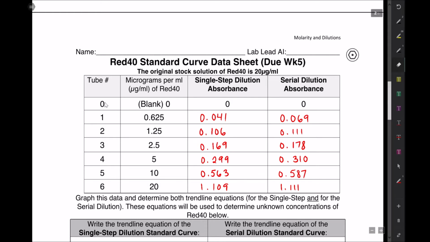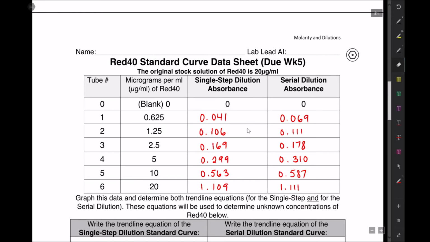So for tube 0 through 6, 6 is the most concentrated, it's at 20 micrograms per mil. And then as we step down per tube, it goes to 10, 5, 2.5, 1.25, 0.625 micrograms per mil. So each step is a half, right? Because 10 is half of 20, 5 is half of 10. And you see about those same patterns resembled in the absorbance readings. So this is about double of this one, this is about double of this one, and so on.